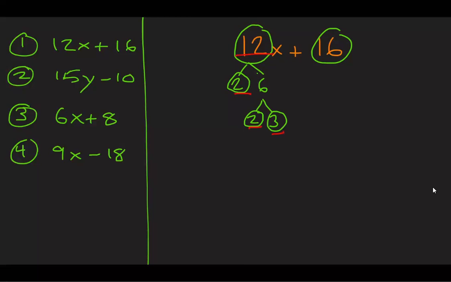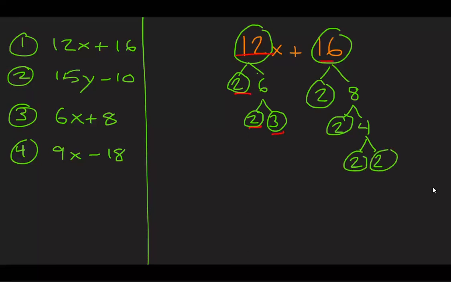So now we're going to do the same thing with the 16. We can break that down into 2 times 8 or 4 times 4. 2's we know can't break down. 8 we can break down into 2 times 4. 2 we have to circle. 4 can break down into 2 times 2. So now we know that the number 16 can be broken down into 2 times 2 times 2 times 2.